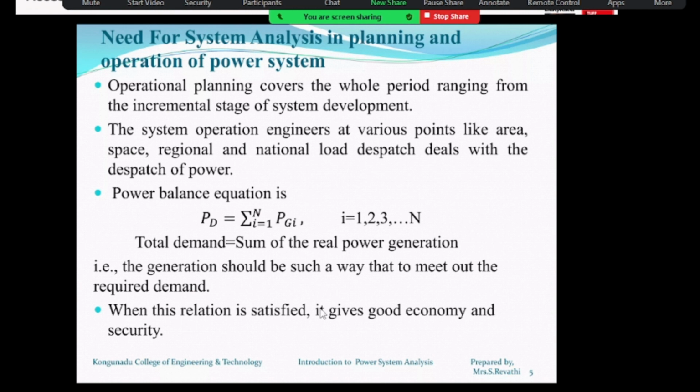When this relation is satisfied, it gives good economy and security. If we generate the power according to the demand, then it will be most economical. Like we are generating the power and we are utilizing it. We are getting money from it, and we don't have any wastage of power. So it will be most economical.